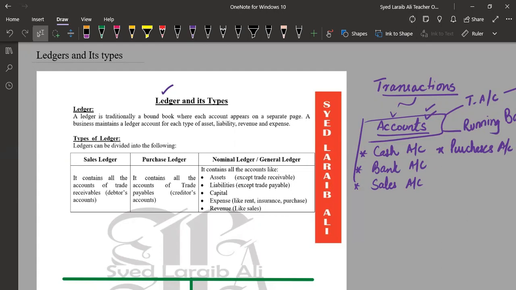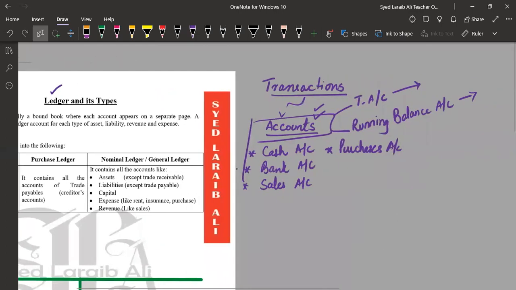A business maintains a ledger account for each type of asset, liability, revenue, expense, and capital, right? For example, if a business maintains a cash account, it has to prepare it in a book, and that book is called the ledger. Now, in your paper, in your question, they may ask you to prepare an account in a ledger. This is the most important thing you need to remember, that mostly they ask you to prepare an account in the books or in the ledger. The examiner normally gives you this type of question. For that, we will discuss later in our later chapters or later topics.